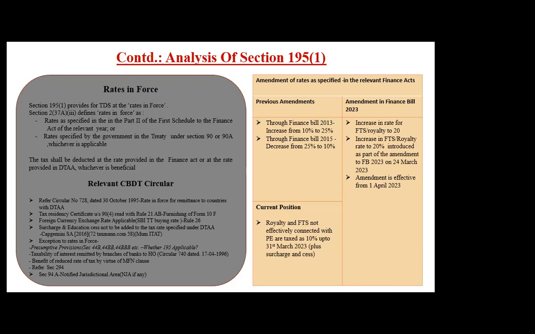But of course, there are exceptions to these rates also. In case we take a lower withholding certificate under 195.23, then these rates will not come into play. If there is an MFN clause which comes into play because of the protocol of the treaty, then again these rates will not come into play. There are presumptive tax rates of 44B, BB. So then again these rates will not come into play.